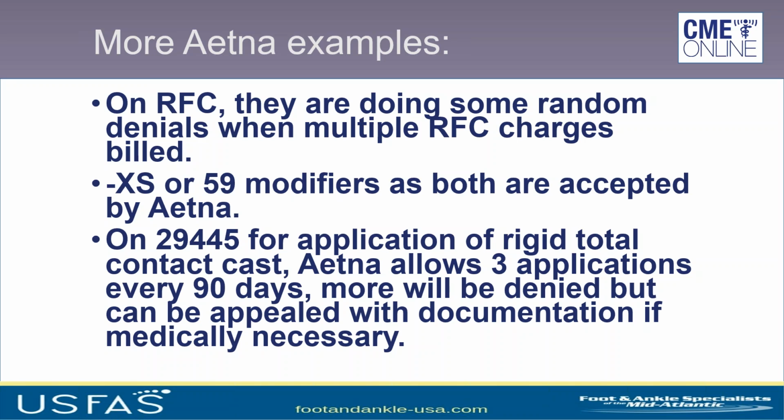We did find out that there's some issues with Aetna when it comes to total contact casts. If you're applying more than 3 in a 90-day period, 29445, be aware that they will most likely deny the 4th total contact cast. Then we can appeal it. The documentation must be pristine that it was medically necessary. Clearly, if the patient's doing better and they just had a very severe ulceration and they've had 1 cast, 2 casts, 3 casts, now they're having a 4th cast within a 3-month period, which is possible, you've got to make sure that you're documenting this really well.